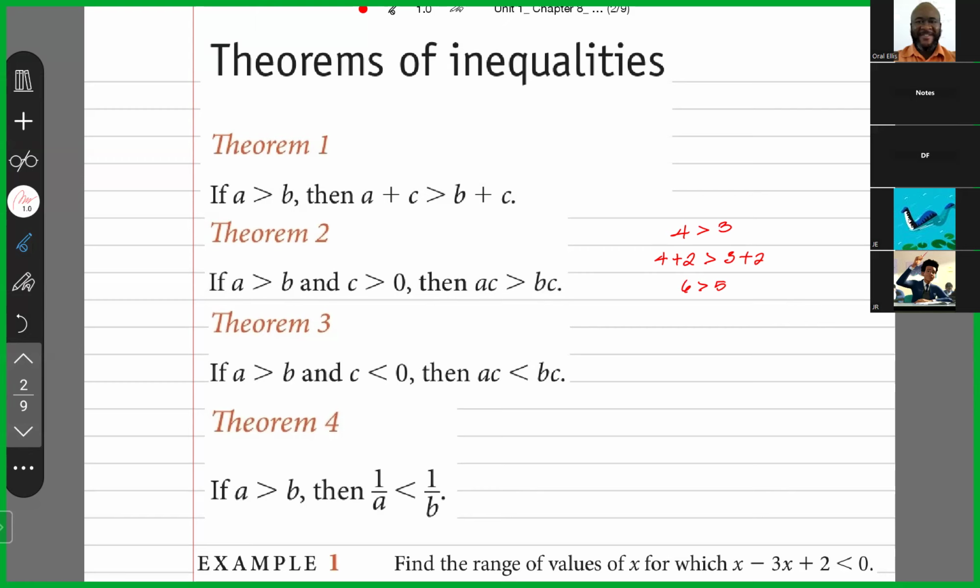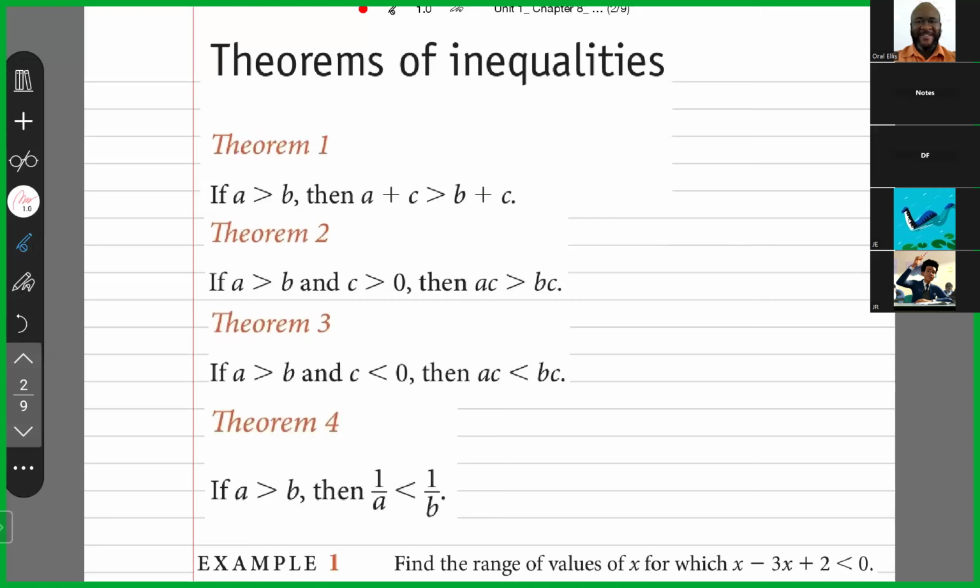All right. Now, theorem 2 says, if A is greater than B and C is greater than 0, that simply means that if C is positive, then AC would be greater than BC. So all that theorem 2 is saying, if you multiply both sides of an inequality by a positive number, the inequality would not change. When I say the inequality would not change, what I mean is that if it is a greater than inequality, it would remain a greater than inequality.